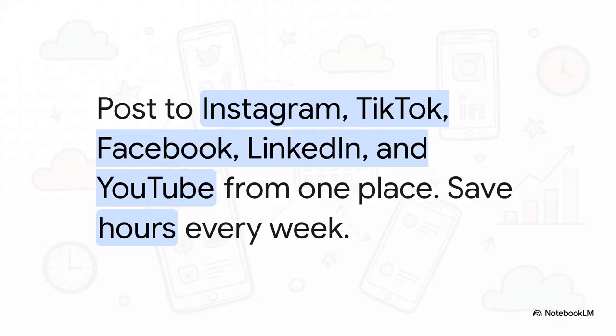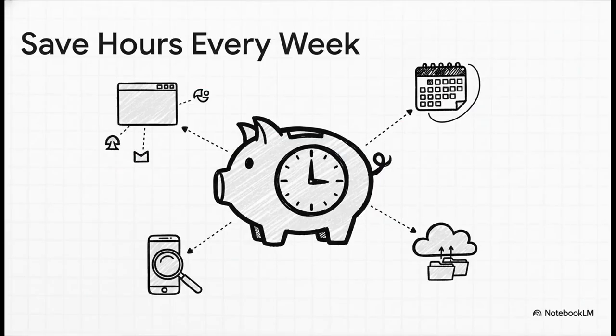So, we've got organization handled. Approvals are finally streamlined. Now let's talk about pure speed. Just imagine posting to Instagram, TikTok, Facebook, LinkedIn, and YouTube all from one central command center. And we're not just talking about saving a couple of minutes here and there. We're talking about literally reclaiming hours of your life every single week. With one composer for everything, the ability to bulk schedule weeks in advance, and a central media library, you're just gaining efficiency at every possible step.